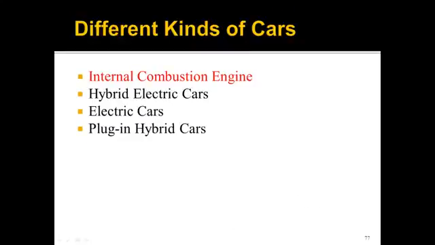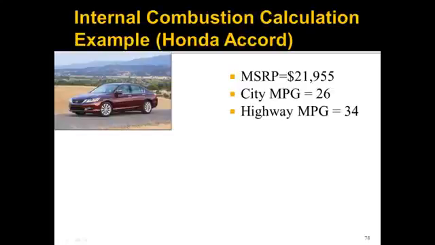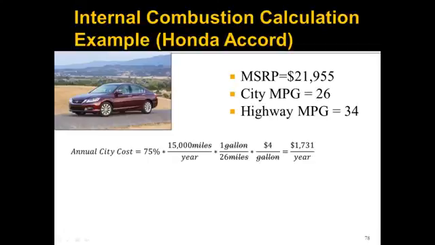So let's first look at an internal combustion calculation example. So this is the Honda Accord. It retails for $21,955, and the city miles per gallon is 26, and the highway miles per gallon is 34. So the city costs, remember, 75% is driving in the city, and we have the miles per year, which is 15,000. And then this is our 26 miles per gallon. We have $4 a gallon here. So the total cost for city is $1,731.